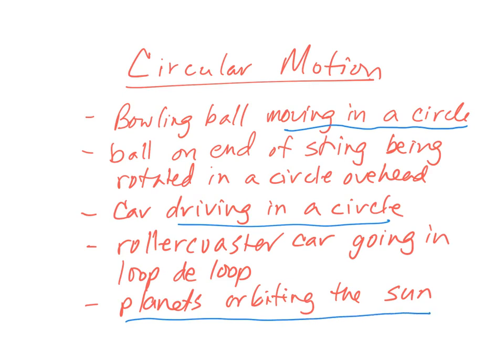So these are all examples of objects, and we're going to pretend they're point-like objects that are moving in a circle. When I say point-like objects, I mean that the object doesn't have any specific size or shape. It's like all its mass is concentrated at a single point. So even though a bowling ball has an actual size and shape, we're going to pretend that the size and the shape don't affect its motion at all. And we can model it like a single tiny little point of mass, just like all these other things.